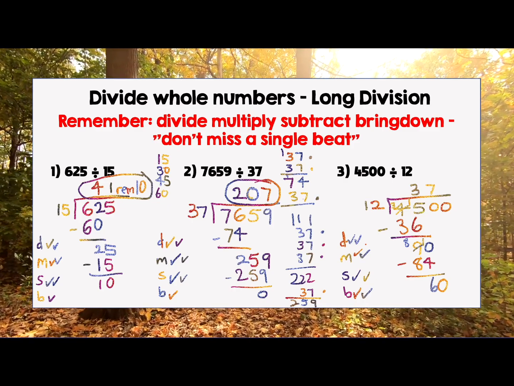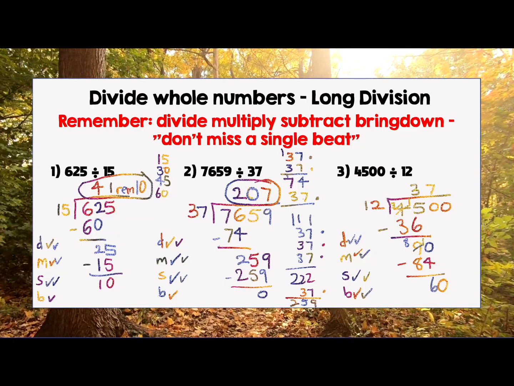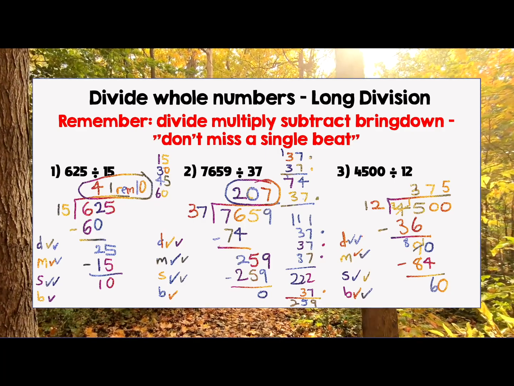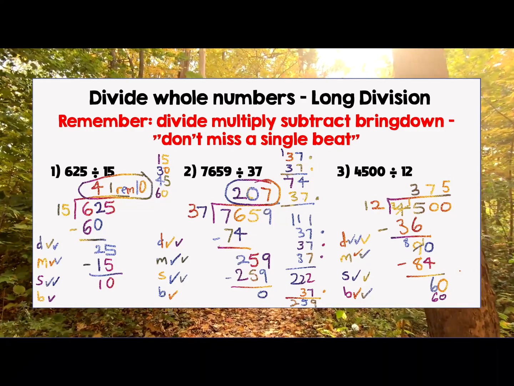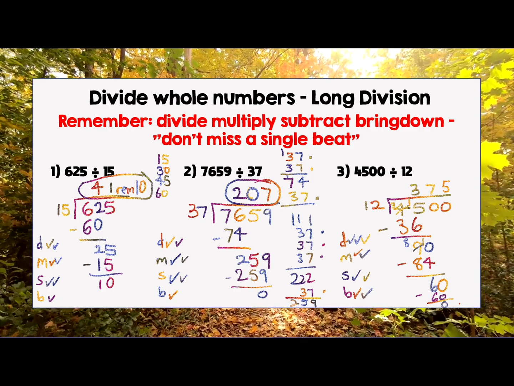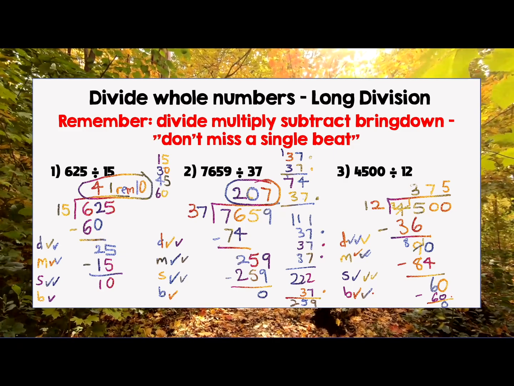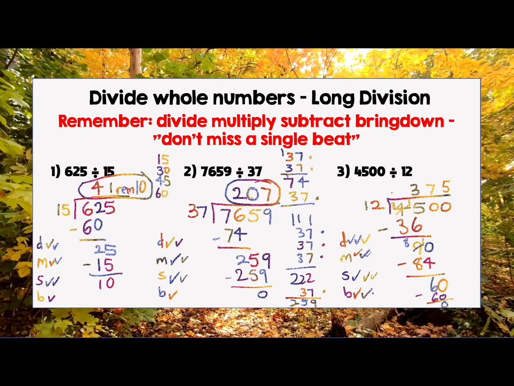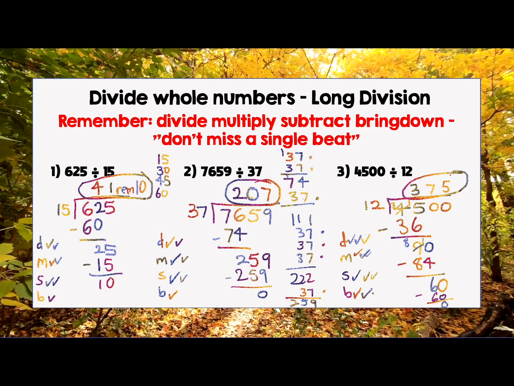Okay, then we start the process again. How many 12s are there in 60? So 12, 24, 36, 48, 60, that's 5. And then we have done that part. Then we will multiply. 12 times 5 is 60. And then we subtract these two answers and we get 0. And we do not need to bring another number down because there are no more numbers. So our answer to 4,500 divided by 12 is 375. So there you go.